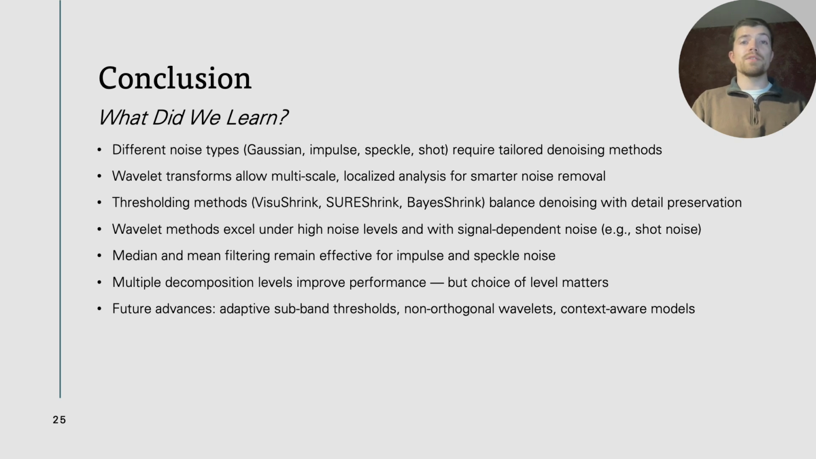Thresholding techniques proved effective, especially at high noise levels and for signal-dependent noise like shot noise. We also saw that for impulse and speckle noise, traditional methods like median filtering still performed well. Choosing the right wavelet level and method is crucial, and going forward, using adaptive thresholds, non-orthogonal wavelets, and spatial context models, among other attempts and approaches, can further improve denoising performance. The field of wavelet analysis is broad and complex, and I encourage you to dive deep and learn more.